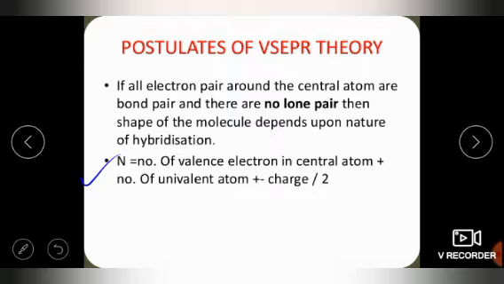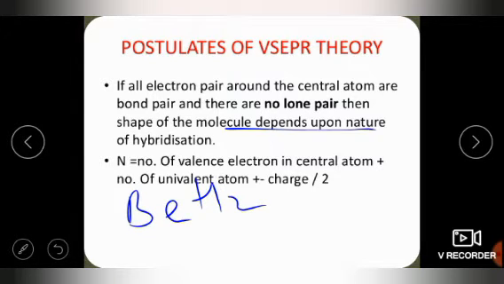So N is equal to the number of valence electrons in the central atom and the number of univalent atoms, that is, the charge. Suppose once again I take BeH2. The shape of the molecule totally depends upon this number when there is no lone pair. Hope you understood.